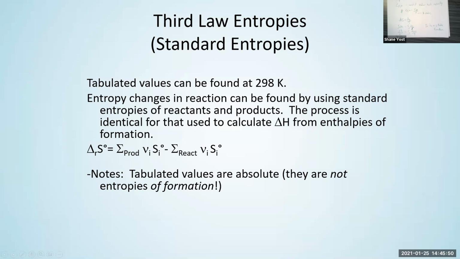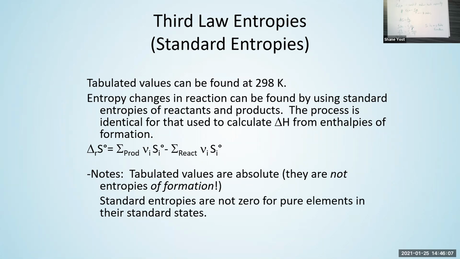And again, because of the third law of thermodynamics, these entropies are not entropies of formation. They don't correspond to some formation reaction. They're absolute entropies, okay? It's the total entropy that molecule has at that temperature, in whatever phase it's in. Which means, again, that things like O2 have an actual absolute entropy and not an entropy of formation of 0, for example.